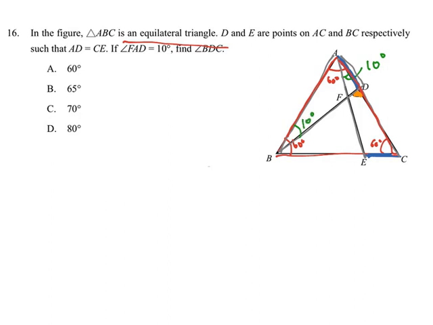Now we need to see the yellow angle, actually an exterior angle. So it is 60 plus 10 degrees, so 70. So the answer is C.